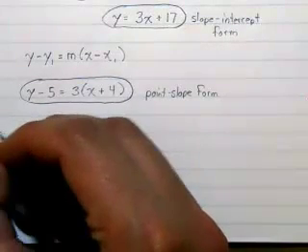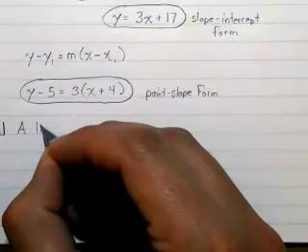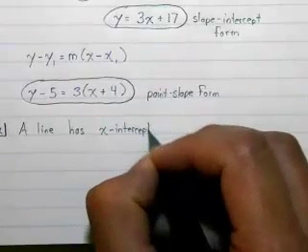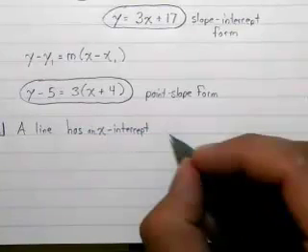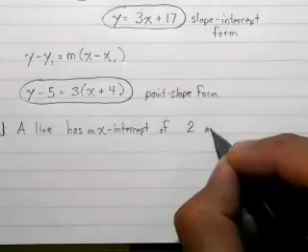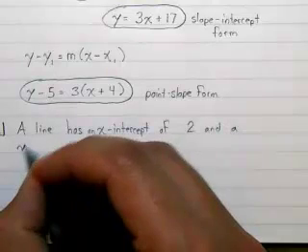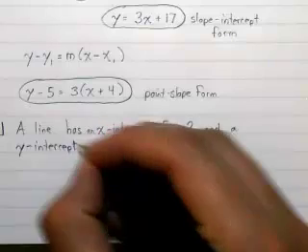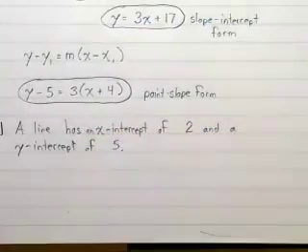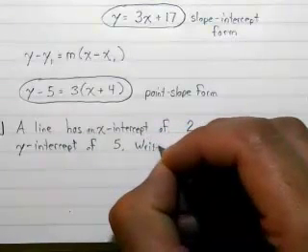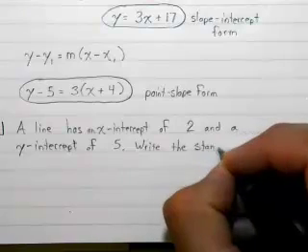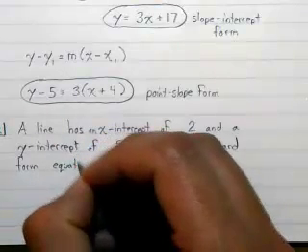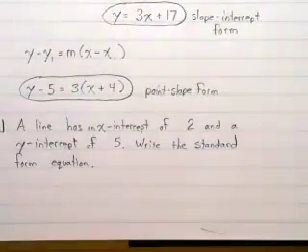So let's say a line has an x-intercept of 2 and a y-intercept of 5. Write the standard form equation.